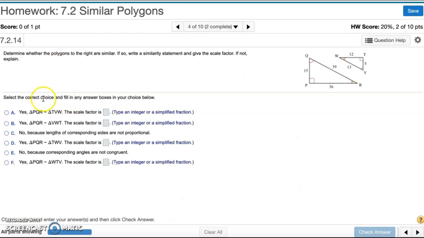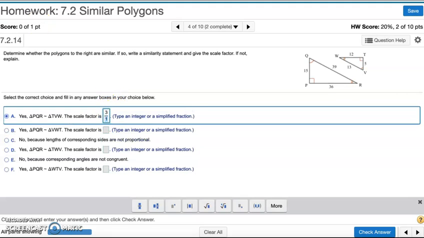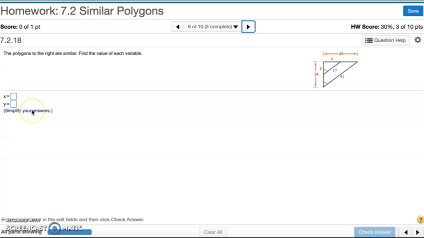Now we have to choose one of these where the angles correspond with each other, like P goes with T, Q goes with V, and R goes with W. So that tells me it's going to be A. And the scale factor, which is that proportion we got, is 3 over 1. And that's number 4.